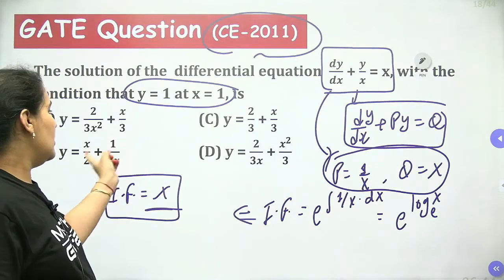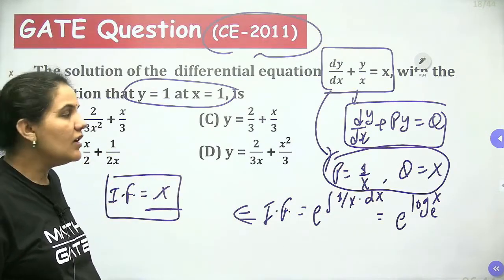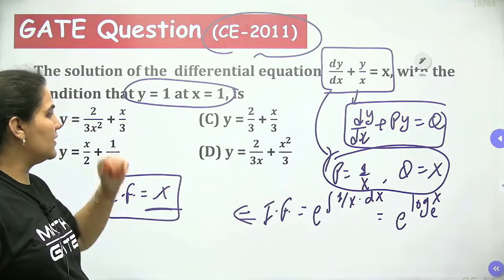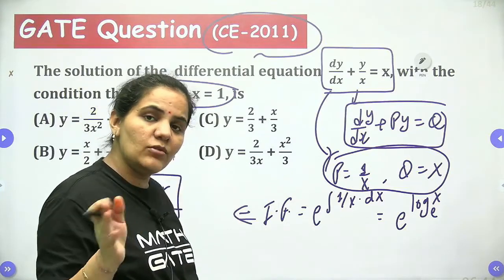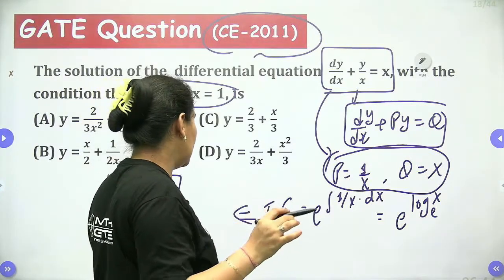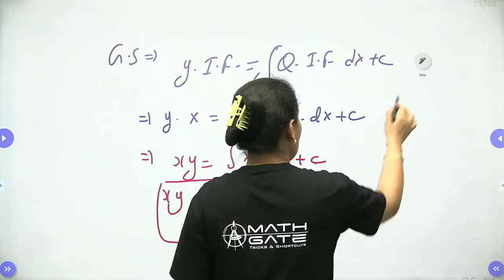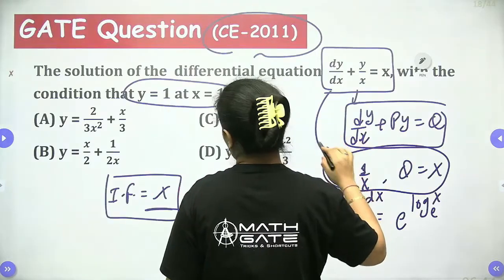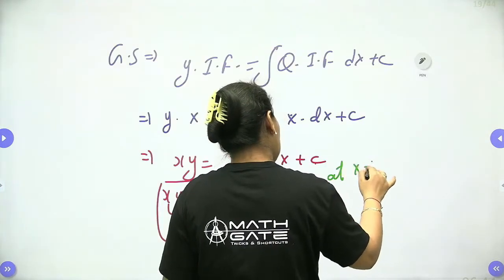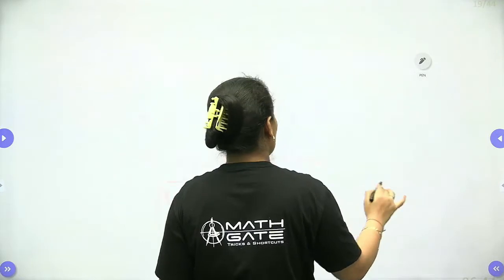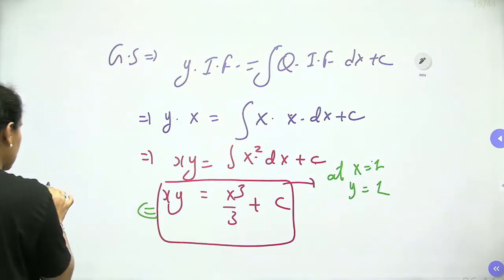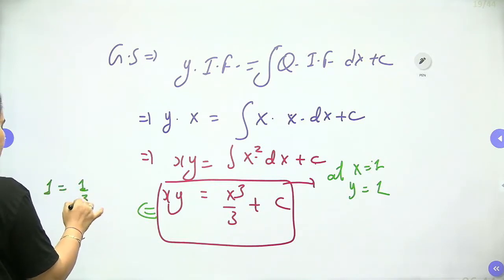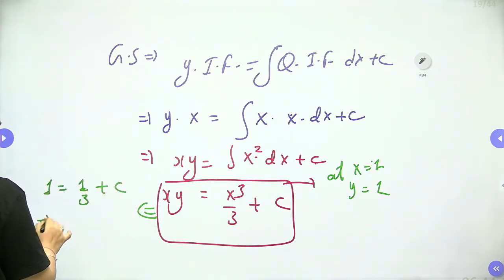Why? Because we have options, and we also have an initial condition through which we have to find the constant value c. So let me write down the condition. At x is equals to 1, we are having y is equals to 1. Let's put here x is equals to 1, y is equals to 1. It will be 1 by 3 plus c. So 1 minus 1 by 3 will be 2 by 3, which is equals to c.